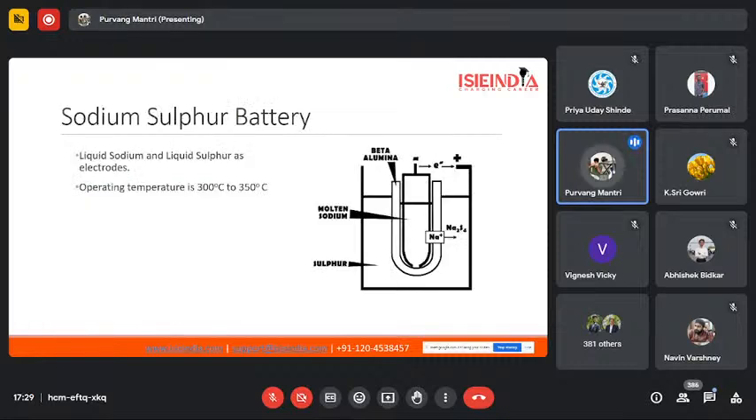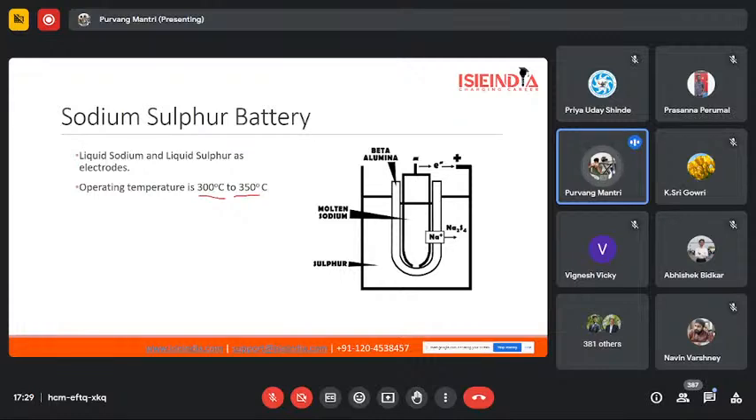So moving ahead, we have the sodium sulfur battery, and sodium sulfur batteries use liquid sodium and liquid sulfur. Now, as I'm saying that they are using liquid sodium, which means its temperature is going to be high, about 300 to 350 degrees Celsius. And the sulfur will be housed in carbon sponge.